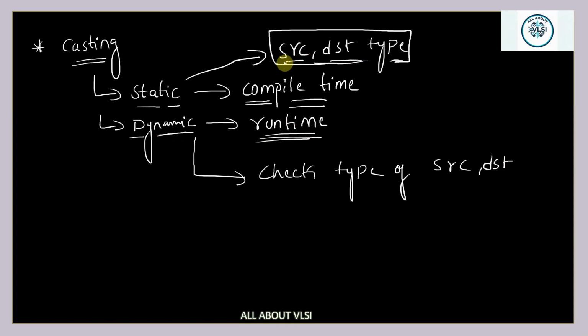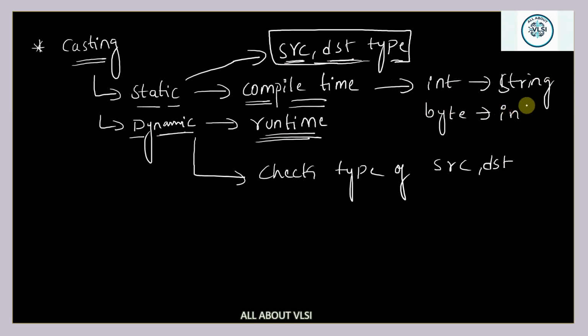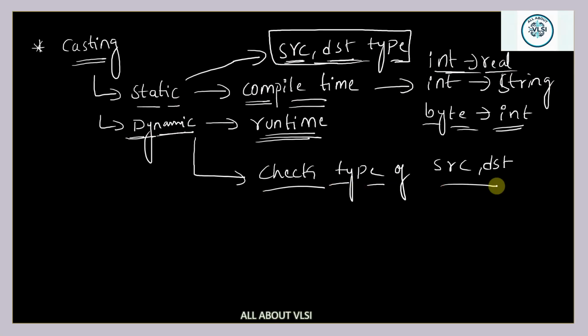Now, what do I mean by checking the source and destination? For example, in static casting, you can convert one data type to another. You can convert int to string, or byte to int, or int to real. One example we'll see later. You can convert from any one data type to another; the compiler is not going to check the data type at all. But during dynamic casting, the compiler is going to check the type of the source and destination.